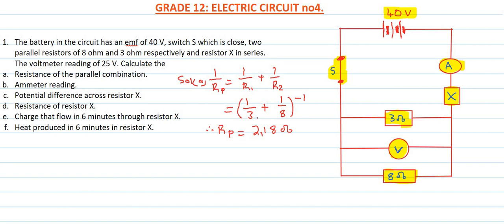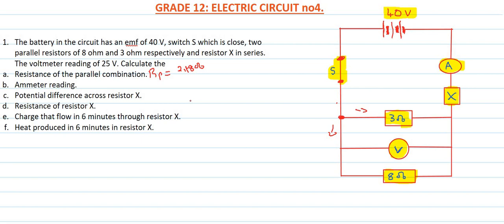How do we know that 3 ohm is parallel to 8 ohm? It's because when the current enters this point, it gets divided. The one goes this side, and another one goes to 3 ohm. R parallel will be given by 2,18 ohm. Let's look at the second question.